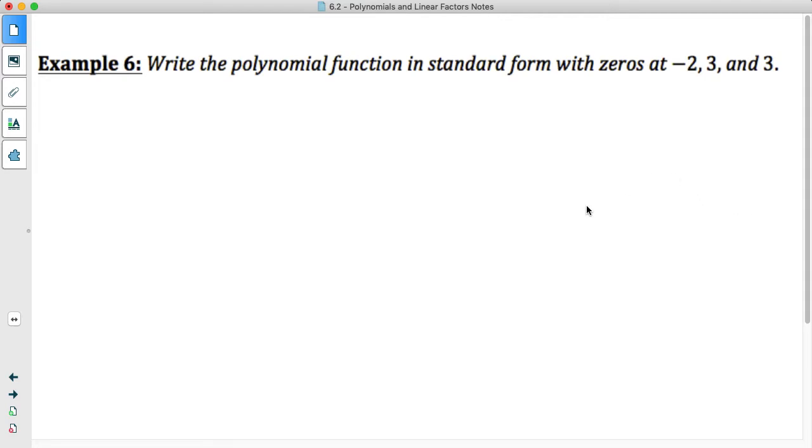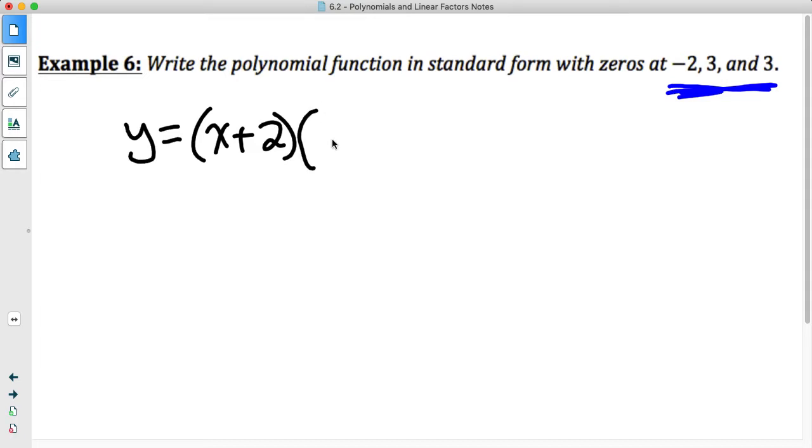Last one, like I said, what we're doing here is we're going backwards. So if it has zeros at these three numbers here, negative 2, 3, and 3, when we write this in our function, all we're going to do is put opposite signs. So if it produced a 0 at negative 2, that came from the opposite sign, positive 2. And then if we had one at positive 3, that came from, again, the opposite sign, negative 3. And if it had another one at 3, that came from another negative 3.